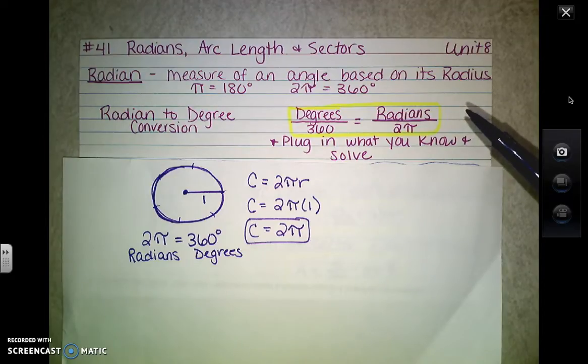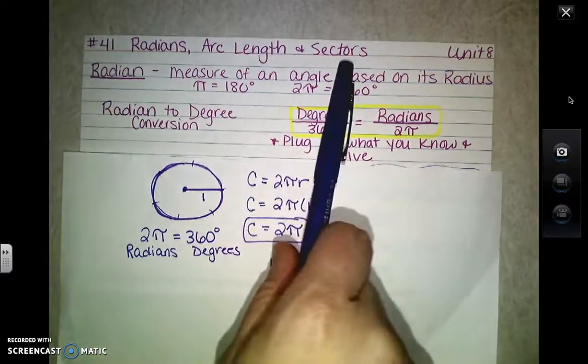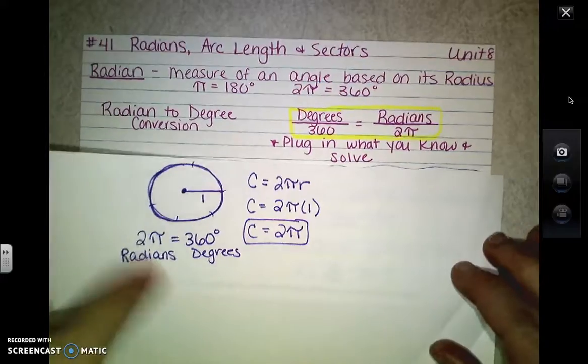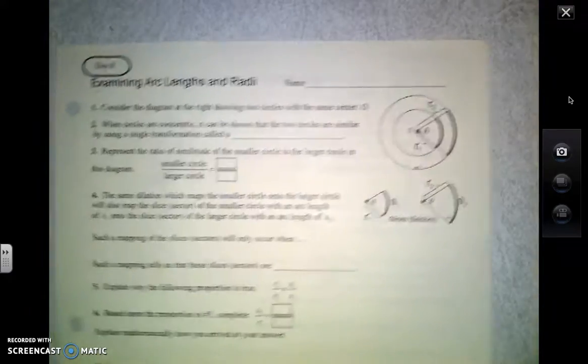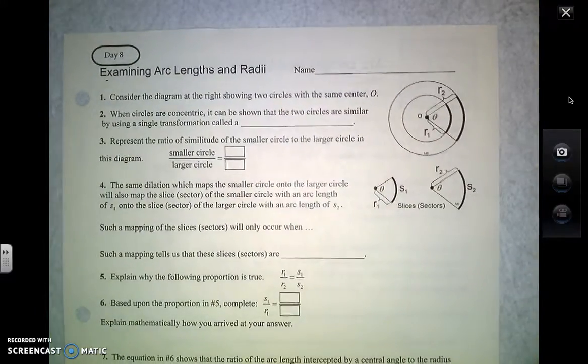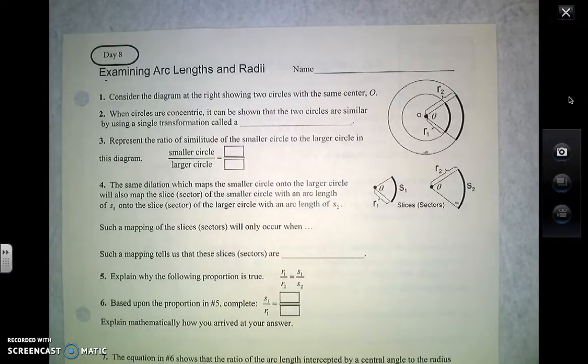So that's a way to measure the angles and the arcs of a circle. Other than degrees, we can use radians. We'll see that a little bit while we talk about our other two topics today, which are arc length and sectors. I'm going to go to the packet, to page 37, and take a quick look at arc lengths and radii. I'm going to go through this page pretty quickly because I think you'll understand by the end that this is all about ratios.